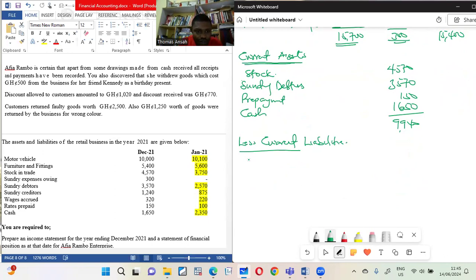So current liabilities, we have sundry creditors. How much do we have? 1240, right? So 1240. And all the owing stuff. How many owings do we have here? We have wages owings. The wages owings is 320. Then there is a sundry owings too.